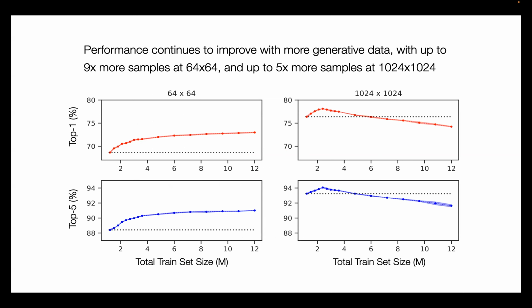What if we go out to 10 times more data? We looked at this at several different resolutions, but what I'm showing here are a resolution of 64 by 64 on the left, and a resolution of 1K by 1K on the right, with top 1 and top 5 shown above and below.